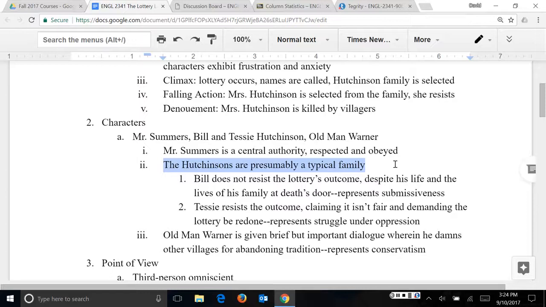But each member, and I'm really just going to focus on Bill and Tessie, plays a very different role, right? Bill, the husband, doesn't resist the lottery's outcome. He accepts it. He doesn't want to fight. In fact, he's embarrassed when Tessie blurts out that it's unfair when their family is chosen, when it's been narrowed down to their family, before the family members pick up their own individual papers.